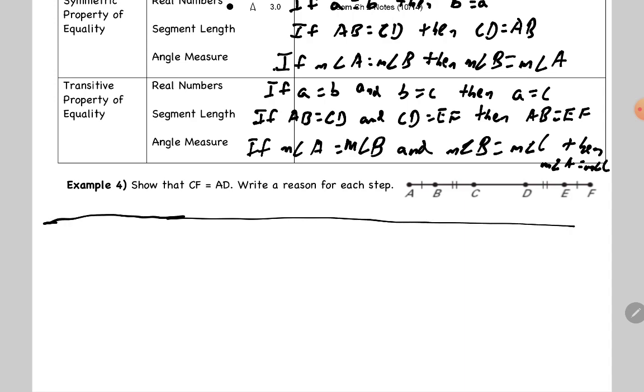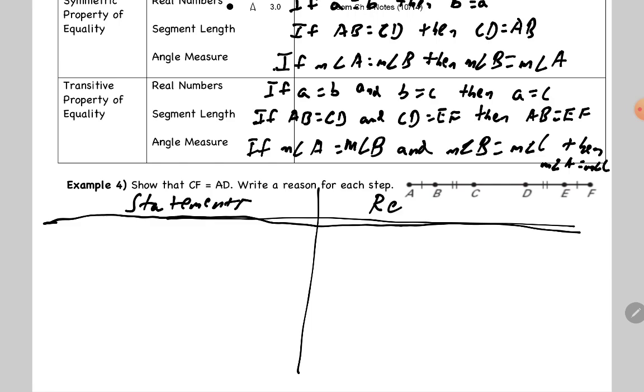So this time we're not doing equations, but we're still going to make statements and reason. Okay, so we're trying to show that CF, the length of CF, equals the length of AD. And we don't have any numbers, but they do give us some things. So whenever you're working with a proof, you always want to start off with what you're given.